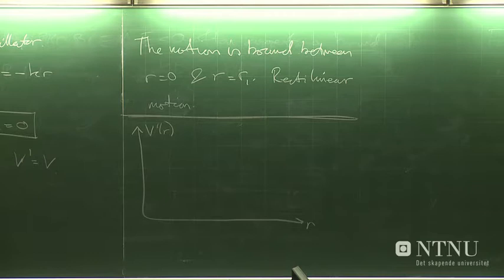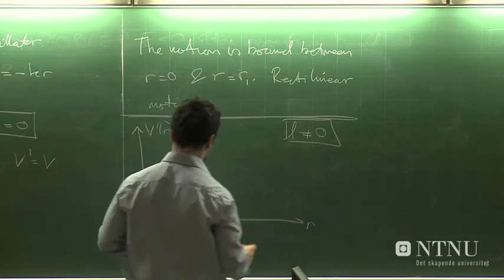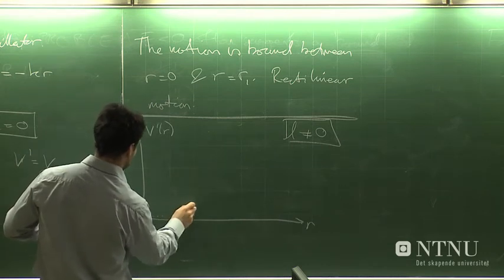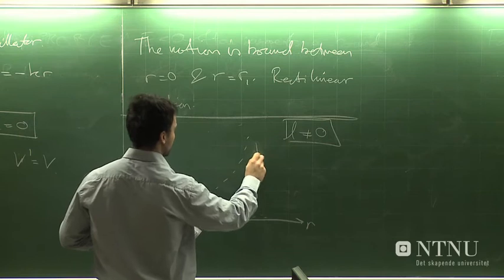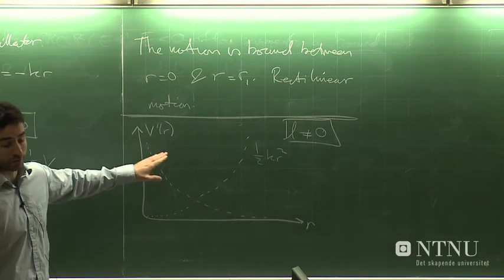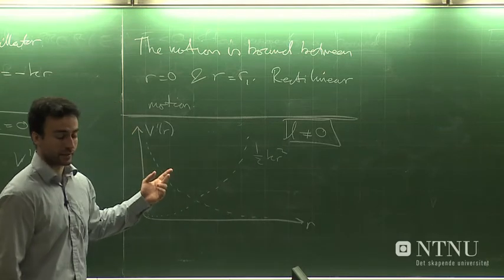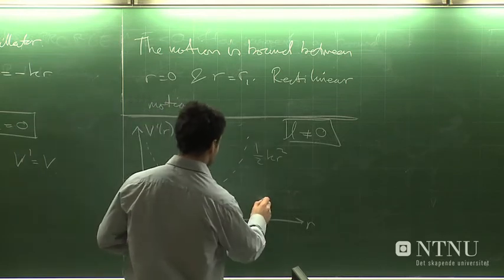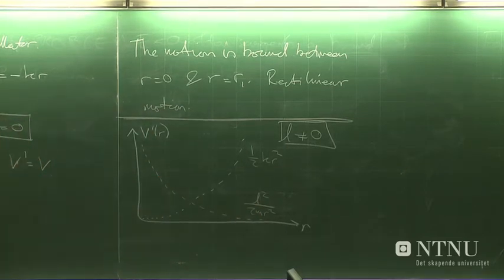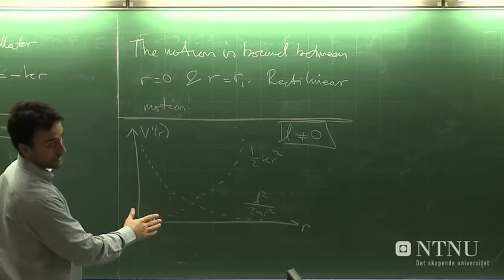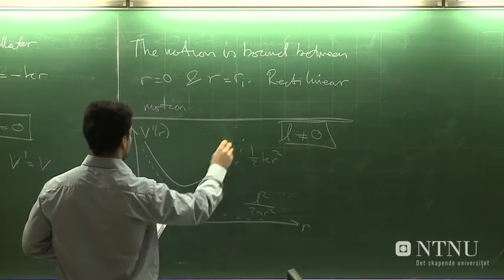But consider now the more interesting case where we have, in fact, a finite angular momentum. So we now have 2 contributions to V prime. We have the harmonic oscillator potential, but we also have this term stemming from the conservation of angular momentum. So we have these two terms that make up the total potential energy. And if we add these terms, we should get something like that.